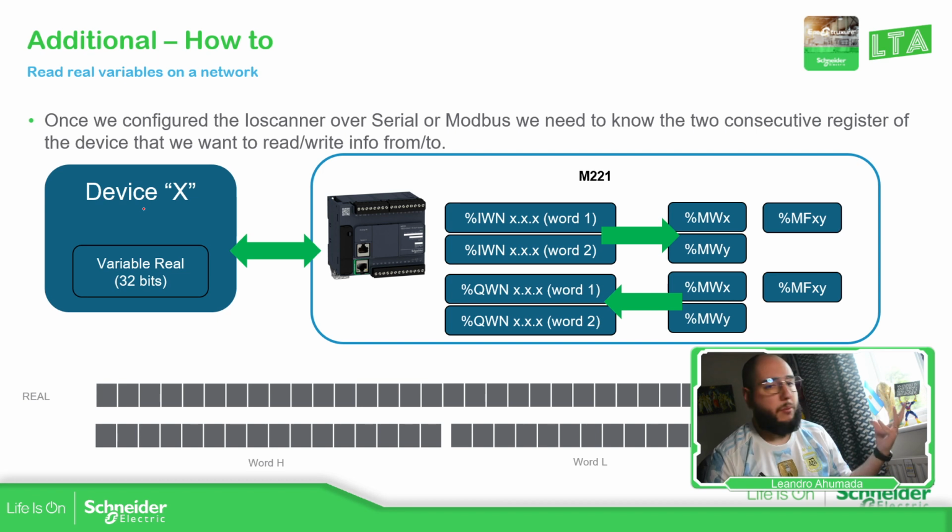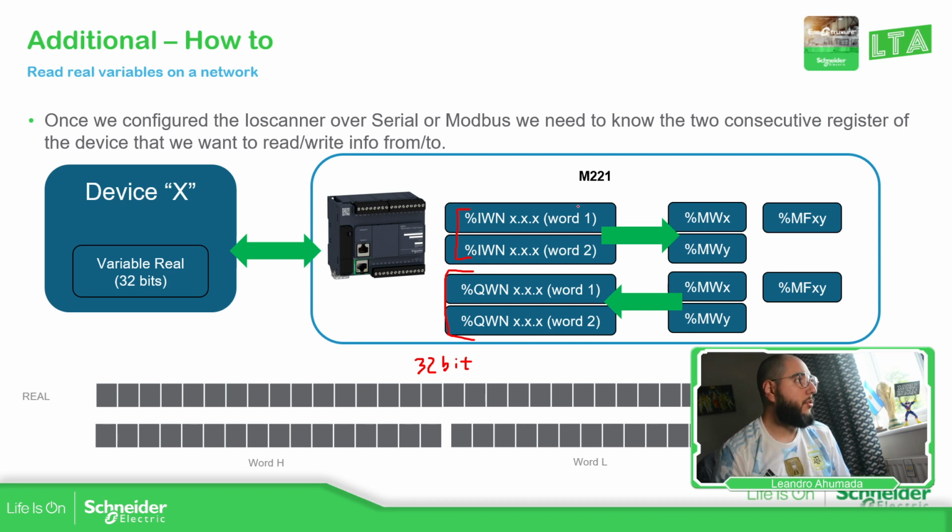So imagine that I have a device X and I need to read or write a 32 bit variable. We know that a real variable is 32 bits, and if we divide the 32 bits in two, we have two words of 16 bits. So the idea here is to read two consecutive words on that device first. If we configure the IO scanner, we are going to have the %IWGN word one and word two for the low and high. And if you want to write, we're going to have the same way, word one and word two. One thing that we need to be careful about here is that sometimes we swap. So we need to check if it's going to be high-low or low-high.